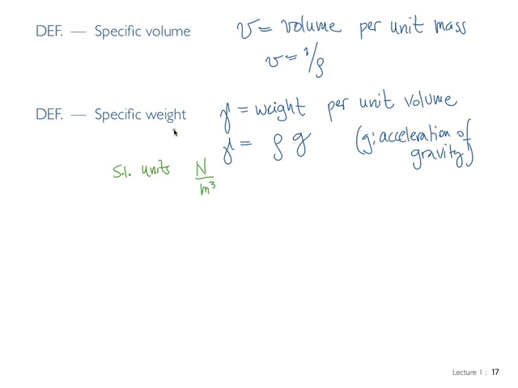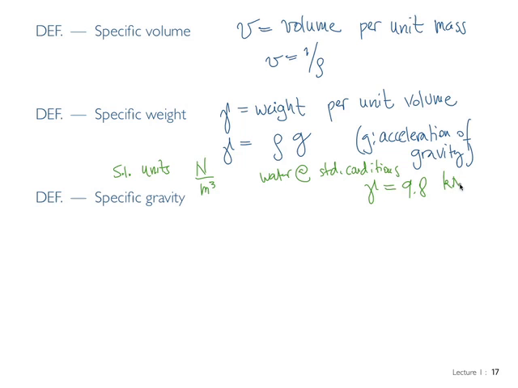And for example, let me just see where I have the space for that. Water at standard conditions, 15 degrees Celsius and so on, has a specific weight of 9.8 kilonewton divided by cubic meter.